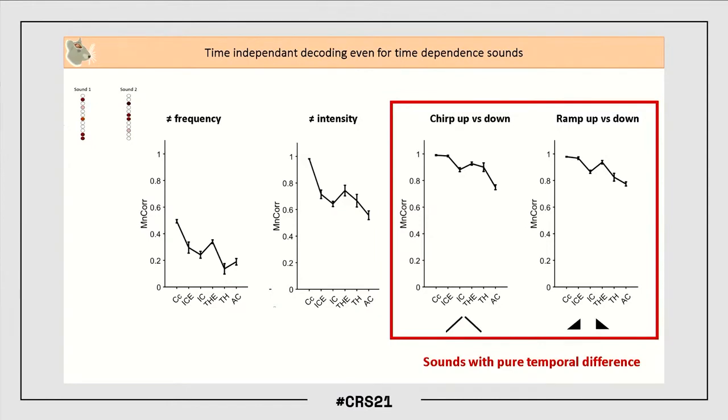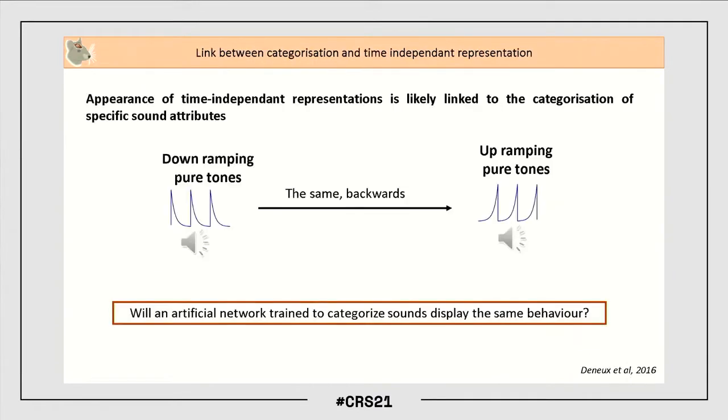And I'd like to point out that this identity code decorrelation happens for all the kinds of sounds we explored, and particularly for those sounds that I've circled in red that have exactly the same spectral properties and can only be distinguished based on their temporal structure. So, for example, a sound going up in frequency versus the same sound but now going down in frequency. So the only difference between these sounds is their temporal sequence, but in the cortex, they're represented without any reference to the temporal sequence of the neural activity. So why could this be? Why do we see this time-independent representation emerging?